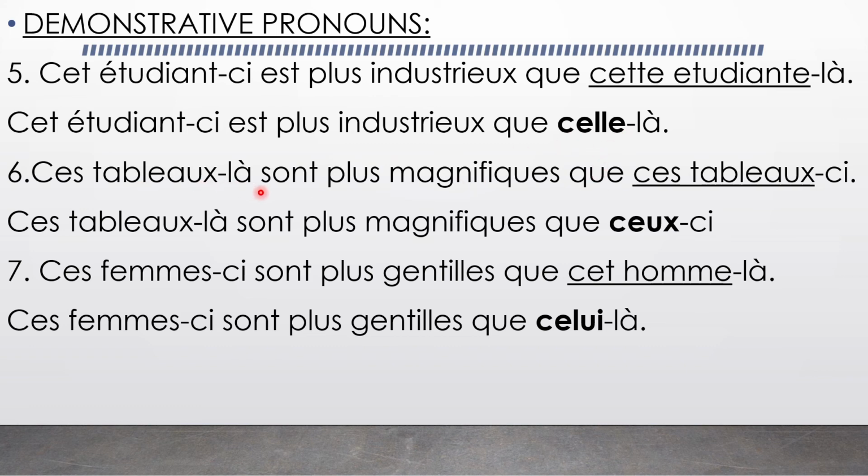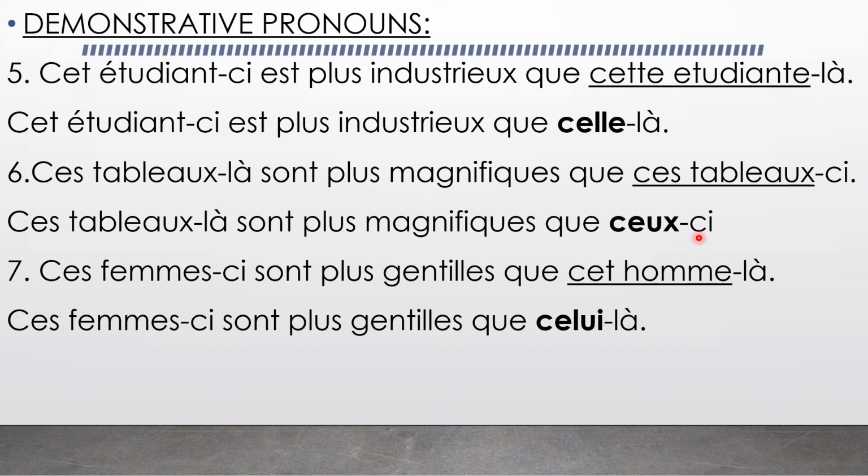Ces tableaux-là sont plus magnifiques que ces tableaux-ci. Those paintings are more magnificent than these paintings. You want to say those paintings are more beautiful than these ones. Now this is a plural. Remember, when you're talking about the adjective, it is just one form, you are not dividing it based on gender. When you're talking about the pronoun, you have to divide it based on gender, because the masculine plural pronoun is ceux, C-E-U-X, and the feminine plural pronoun is celles, C-E-L-L-E-S. This is masculine plural, so you substitute it with ceux. Ces tableaux-là sont plus magnifiques que ceux-ci. Those paintings are more magnificent than these ones.